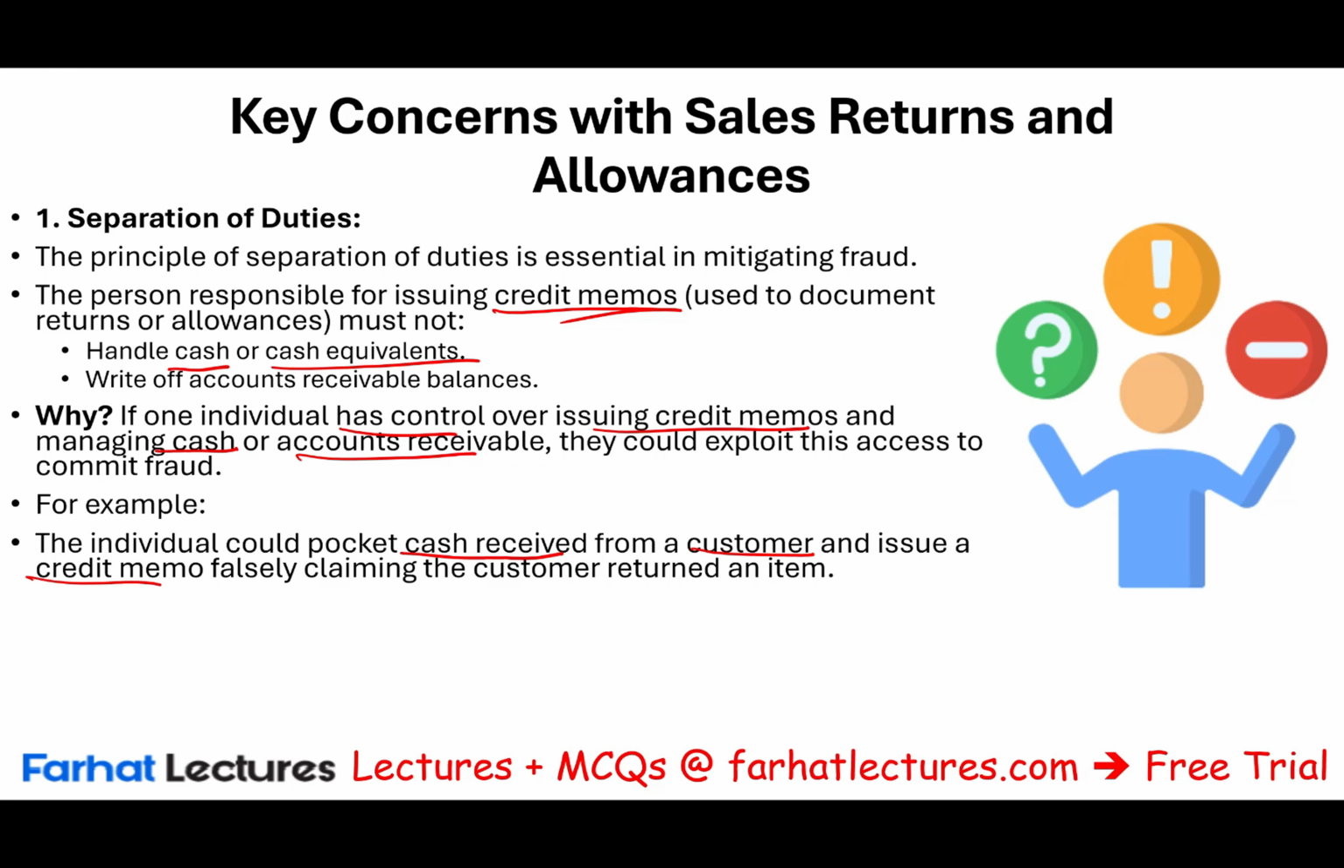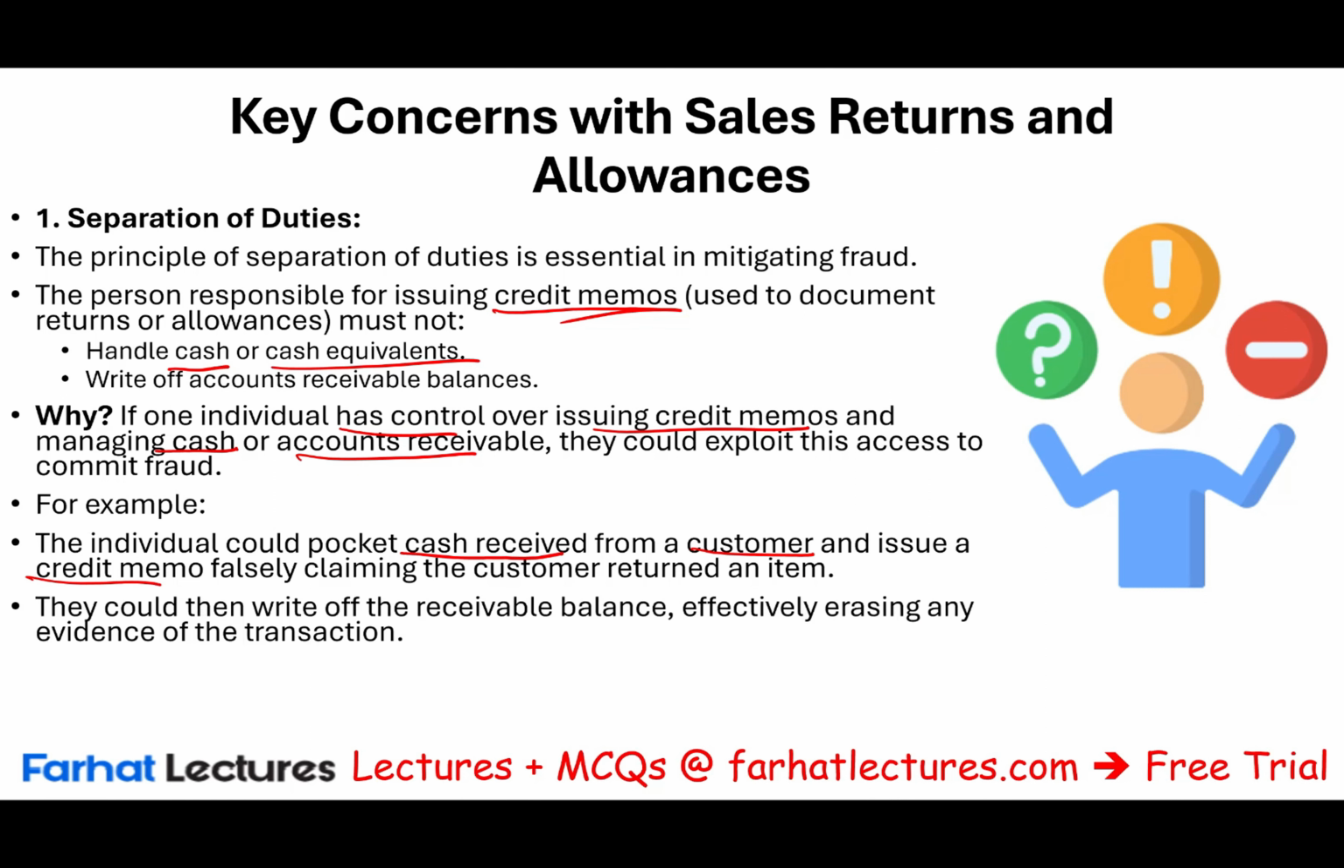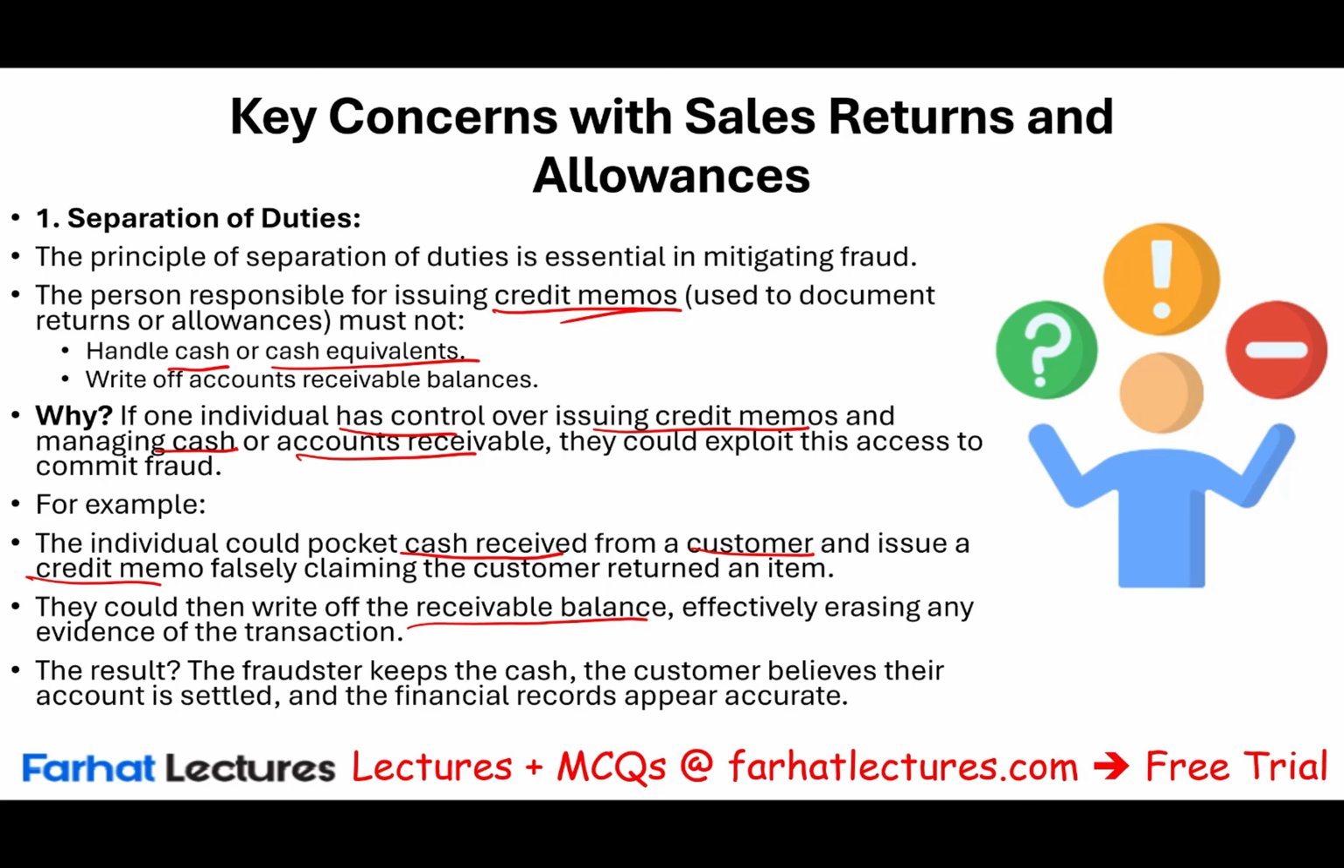There's another step where we have to do reconciliation. But the fact that this individual can, on the record, claim that the item is returned and issue a credit memo, well, if they return an item, there are like 15 different items of the same size and color on the shelves. We don't know which item they returned. Then they could write off the receivable, effectively erasing the evidence of the transaction. So the result here: the fraudster keeps the cash, the customer believes their account is settled, and the financial record appears accurate. So this could happen.